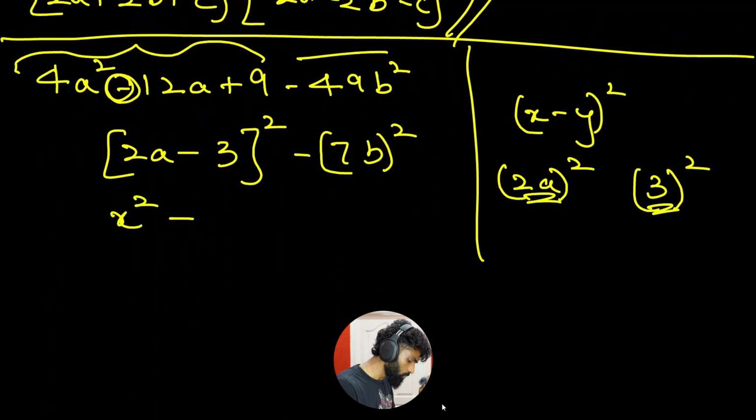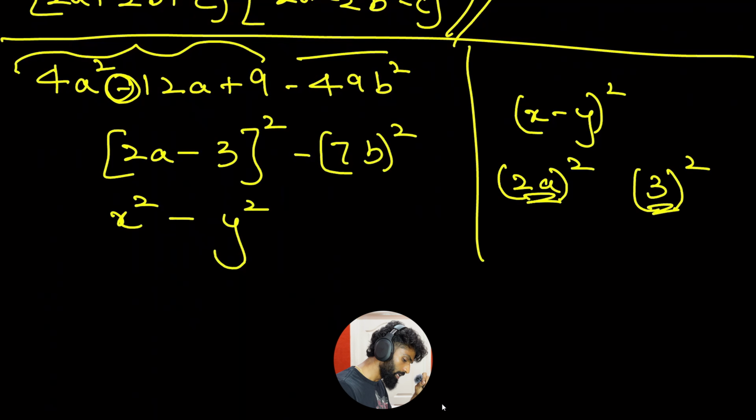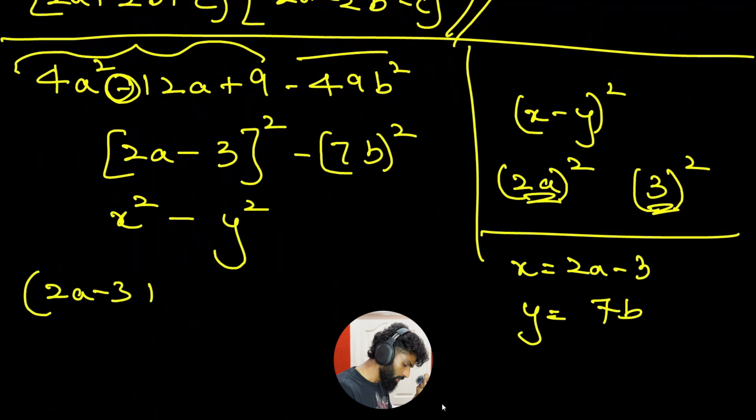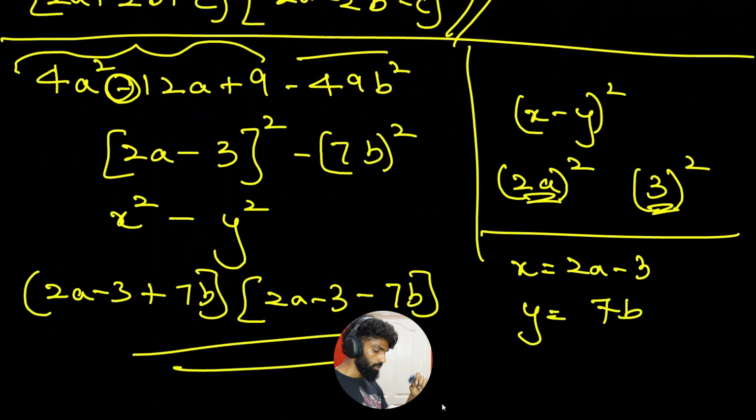This is in the form of x square minus y square, where the answer is x plus y into x minus y. In this question, the value of x is 2a minus 3. The value of y is 7b. Now, x plus y into x minus y, careful. x plus 7b into x minus 7b. This is your answer. Make sense? Practice these things.